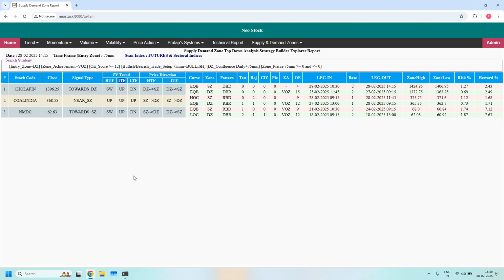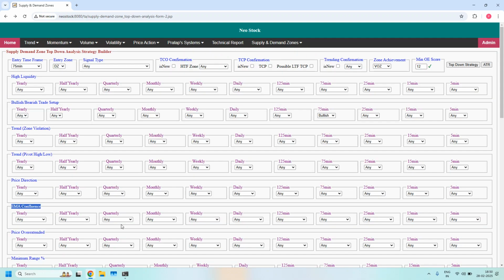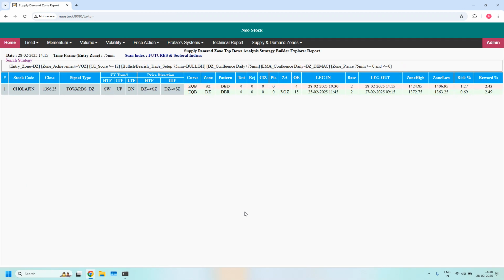If any daily demand zone having daily EMA confluence, then those stocks are having more high probability to get success. Let's verify. EMA confluence at daily, I am setting the filter, daily demand zone having daily EMA confluence. So one stock is filtered. So this daily demand zone, 75 minutes demand zone is a high probability trade setup supported zone.